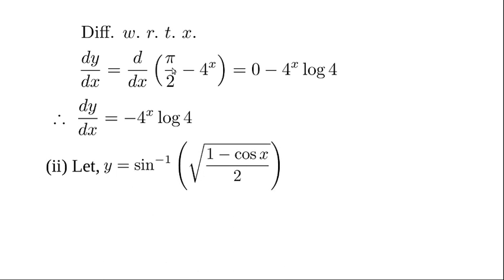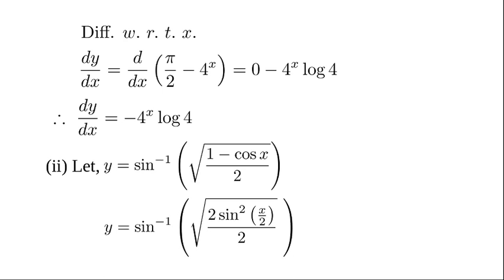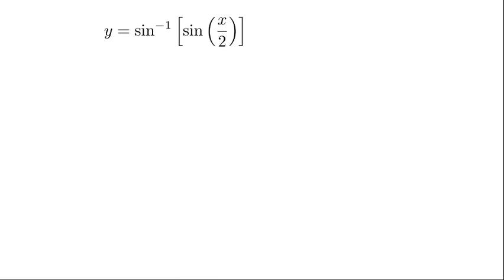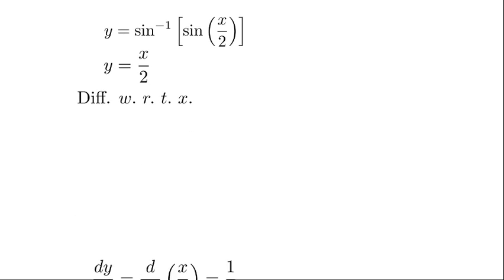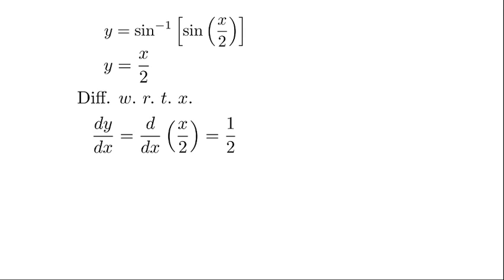The second example, we have sin inverse of root of (1 minus cos x) upon 2. Here we are going to make use of the formula 1 minus cos theta, that is 2 sin square theta by 2. Therefore we get y equal to sin inverse of root of 2 sin square x by 2 upon 2, and that gives you y equal to x by 2. So differentiate with respect to x, we get dy by dx equal to 1 by 2.